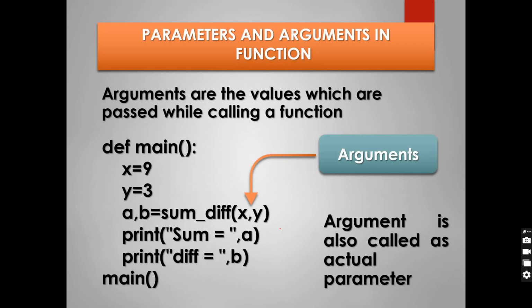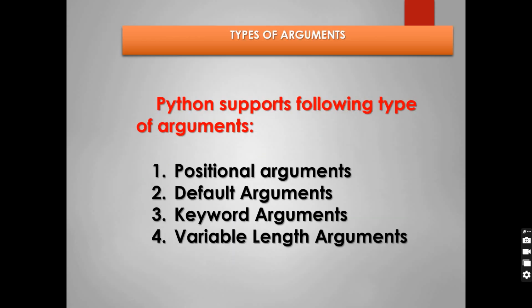And at the time of calling the functions, what arguments are we going to pass? These are called actual arguments. So 9 and 3 are the actual arguments here. Python supports the following arguments: positional arguments, default arguments, keyword arguments, and variable length arguments.